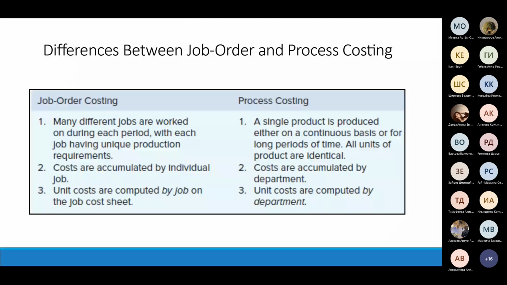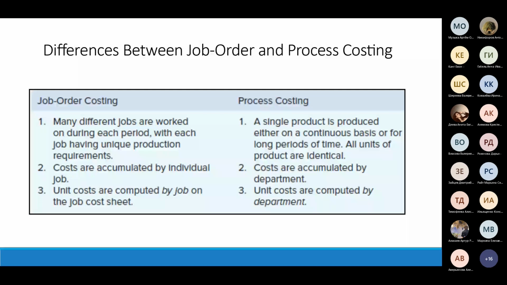Job order costing assumes that costs are accumulated by individual job. So as our job is individual, costs should be accumulated in relation to the specific job. But in process costing, we accumulate our costs using the department as the unit for allocation of the cost.